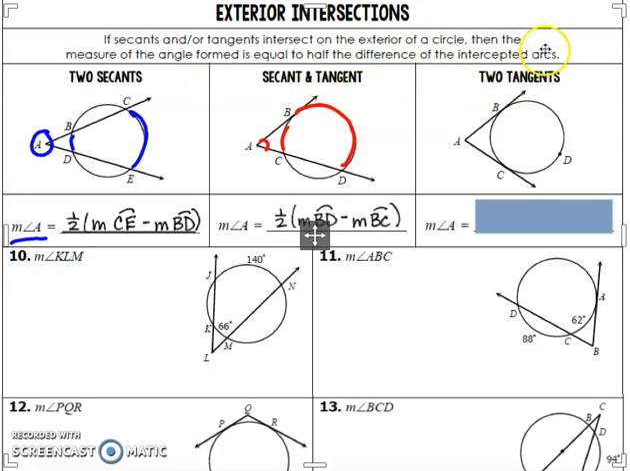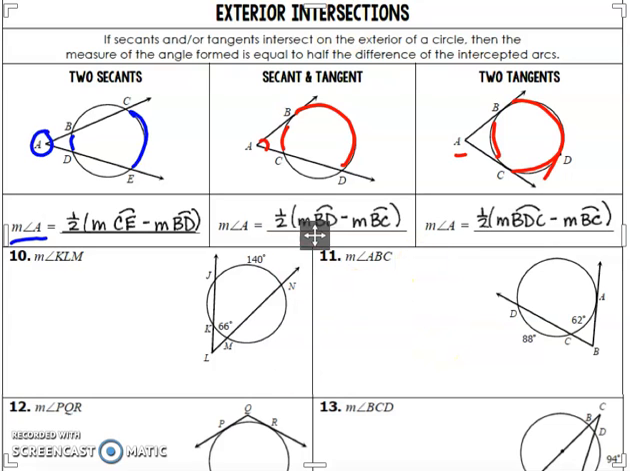And the same thing is true when you have two tangents. You can figure out the measure of angle A by taking half of your 2 intercepted arcs. So the first intercepted arc is a major arc, that's huge. So that would be BDC, and then your other arc would be BC. Okay? So those are your 2 formulas, or 3 formulas.